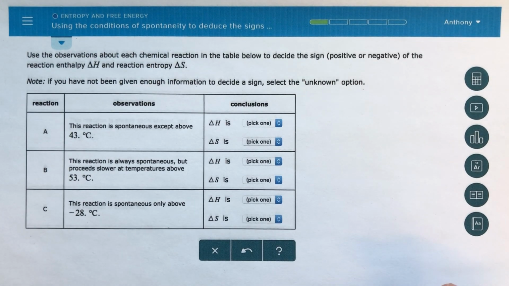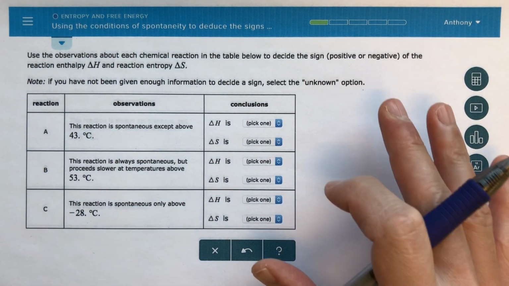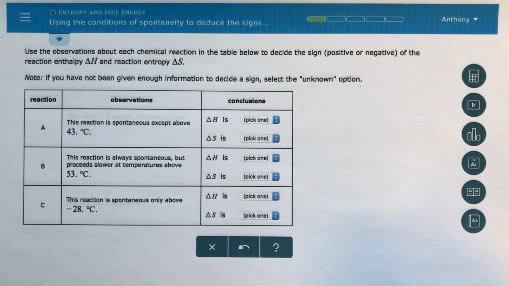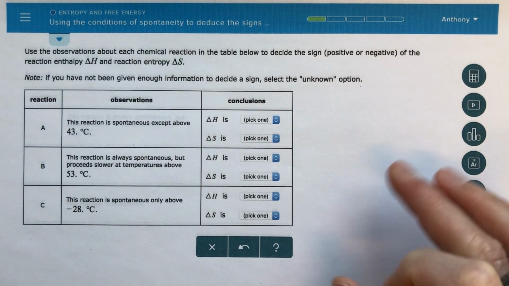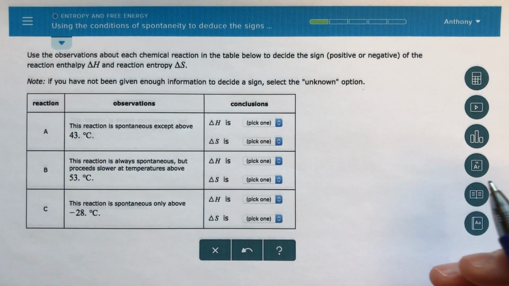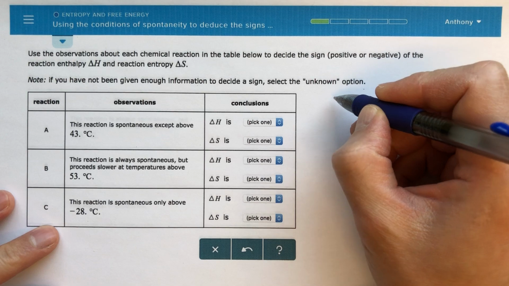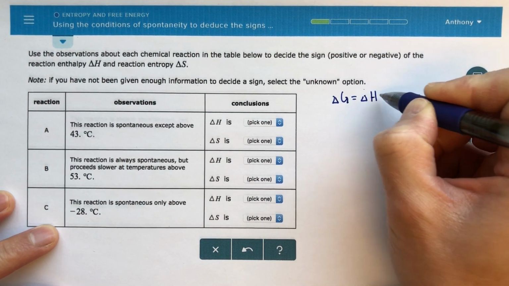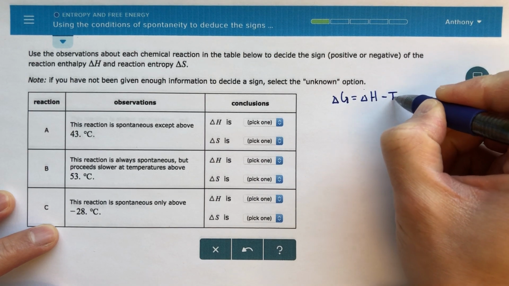All right, welcome back. So this is another ALEKS topic that's called using the conditions of spontaneity to deduce the signs of delta H and delta S. And again, this is a fairly straightforward topic once you understand what it's asking. And what we really do need to base our answers on is this equation, the Gibbs free energy equation, delta G equals delta H minus T delta S.